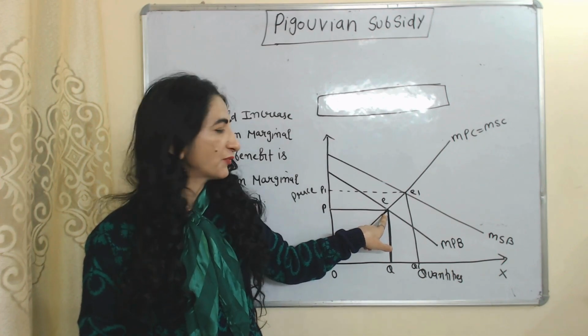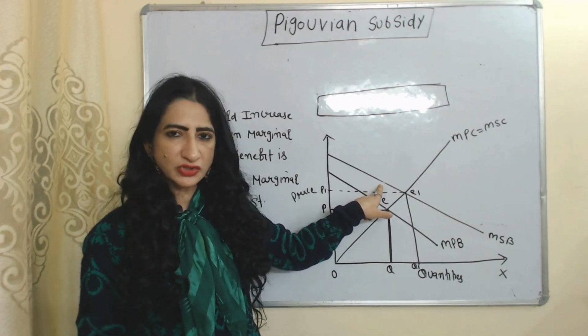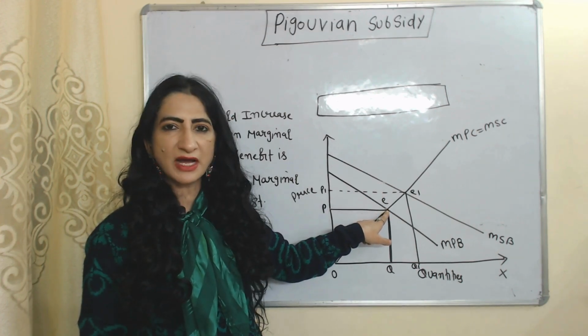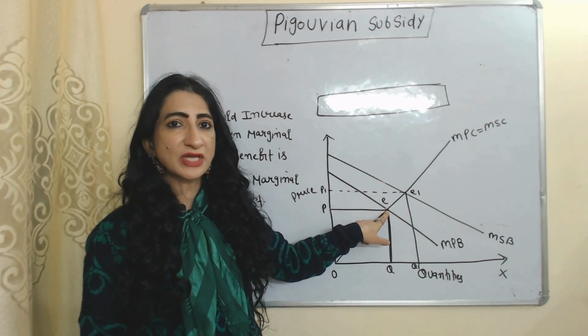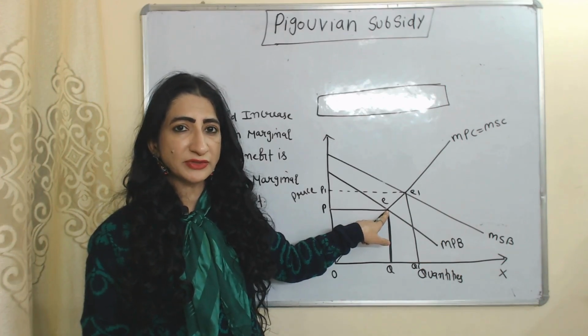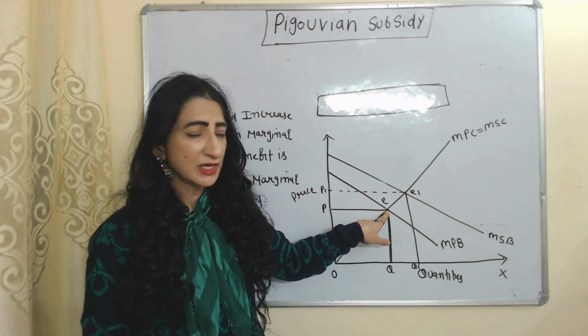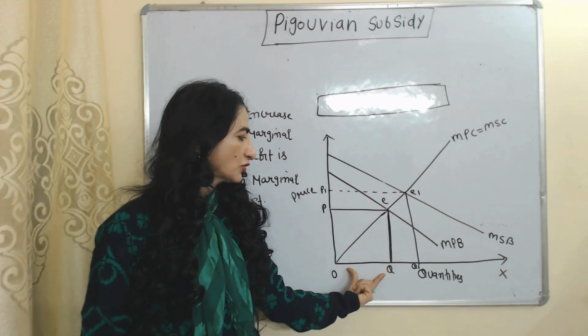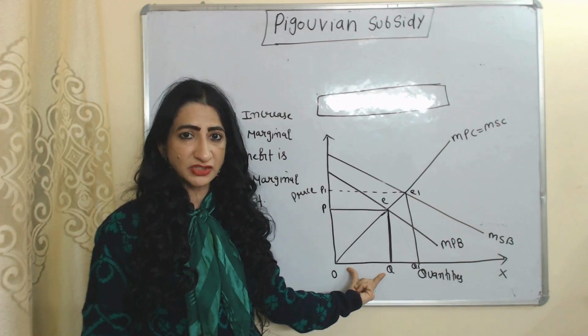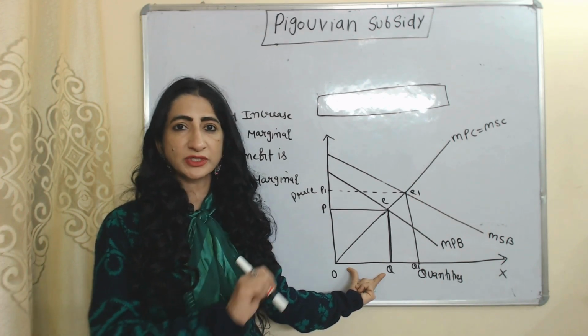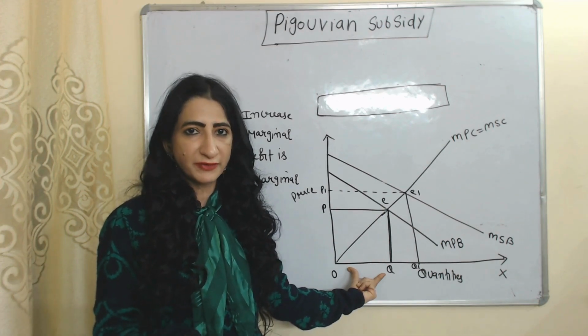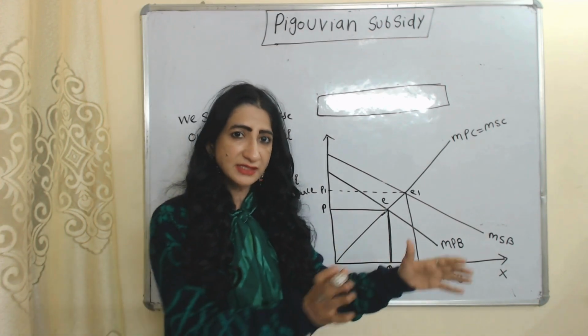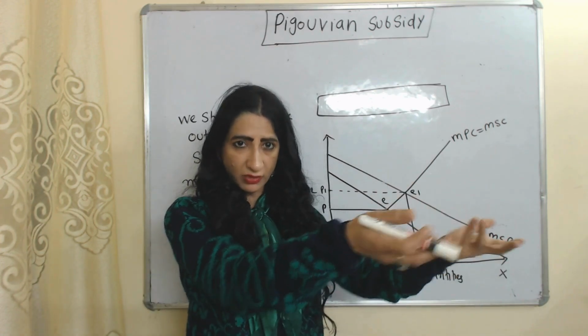At this equilibrium point, you can see marginal social benefit is more as compared to marginal social cost. That means society is receiving more benefit from education as compared to cost. So at this E point, our output is OQ, but this amount of output is not giving maximum welfare to society. We need to add some more. We need to increase output.